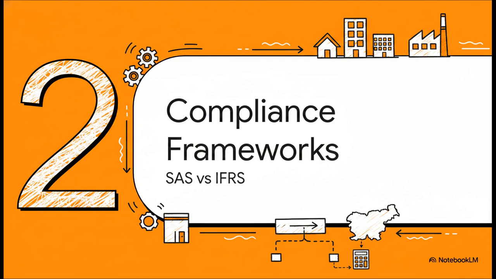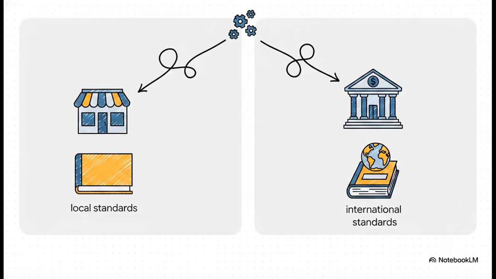Moving on to Section 2, Compliance Frameworks. Let's talk about SAS versus IFRS and how they shape the initial setup. So picture this. A new user boots up the software to set up their company profile. Right out of the gate, you need a conditional fork in your code based on the size and type of the business. If the user selects micro or small entity, your system has to default the reporting standard to the Slovenian Accounting Standards, or SAS.